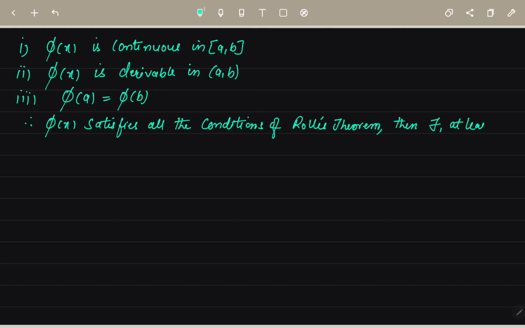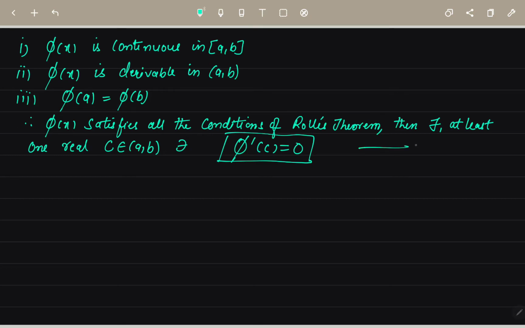There exists at least one real number c which belongs to this open interval (a, b) such that phi dash c is equal to 0. So this is the main condition, that phi dash c is equal to 0. Name this as equation number 3.